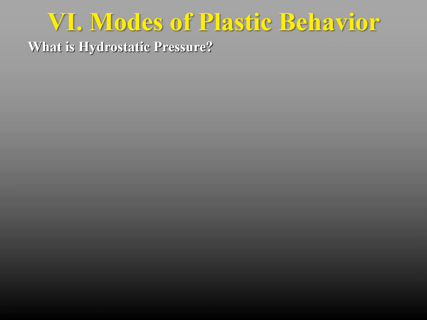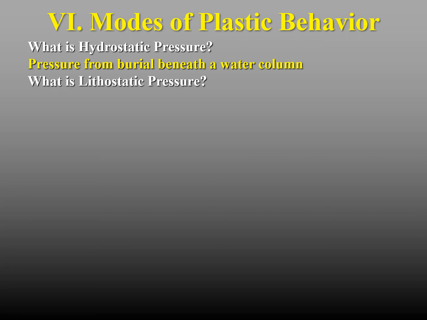Now that you know what pressure is, we're going to talk about how different Earth environments actually create pressure. Where does pressure come from? Well, we have something called hydrostatic pressure. What is hydro? Water. Static means kind of a not moving body. So hydrostatic pressure is the pressure of being buried underwater. Pressure from burial beneath a water column.